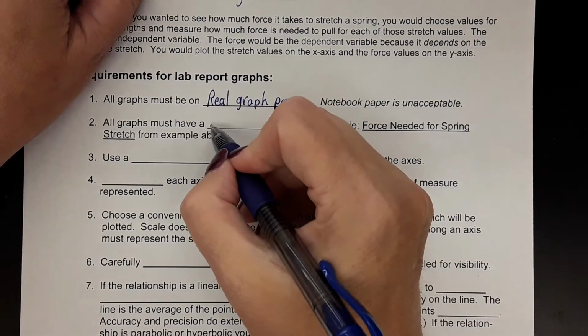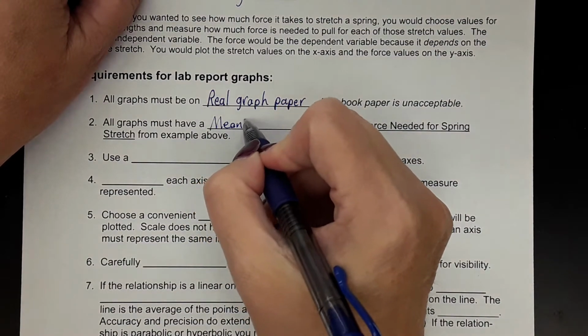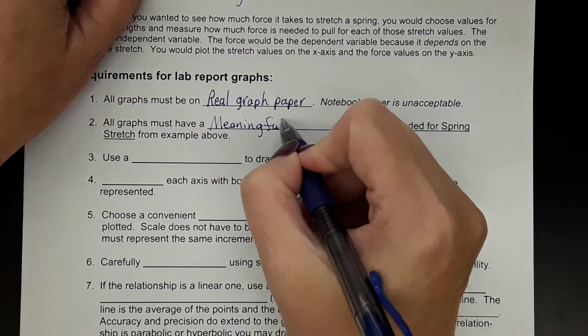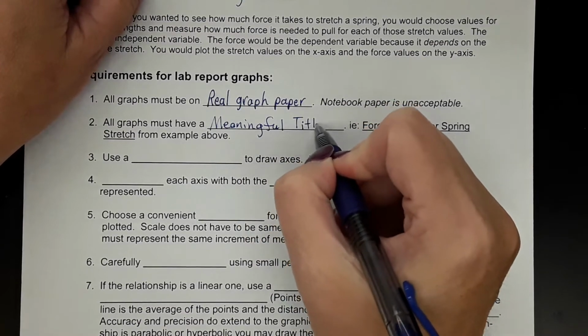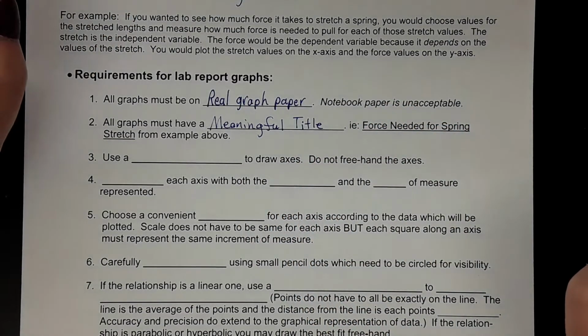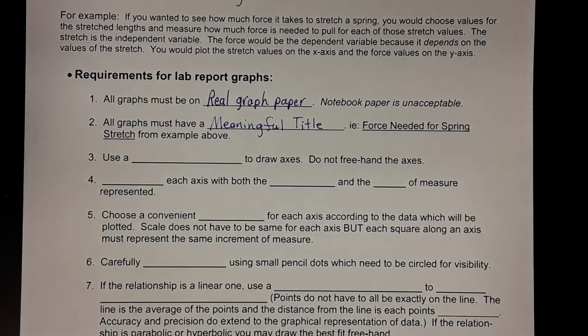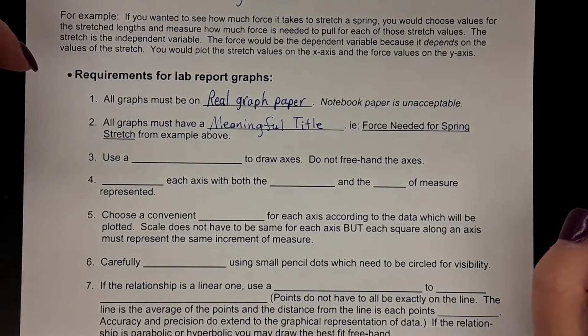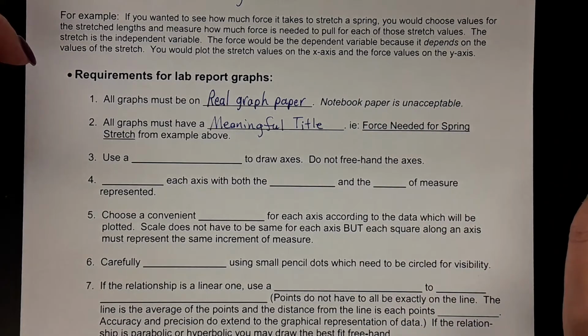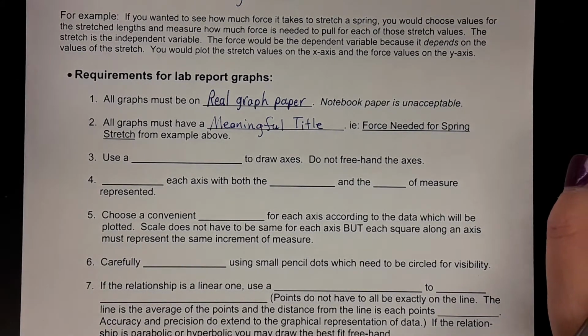Secondly, all graphs must have a meaningful title. That is a title that in some way tells you what the physical phenomenon the graph represents is. You cannot say F versus X, which is force versus stretch. You cannot say X versus Y. That won't cut it. It needs to say something about the physical phenomenon being represented.